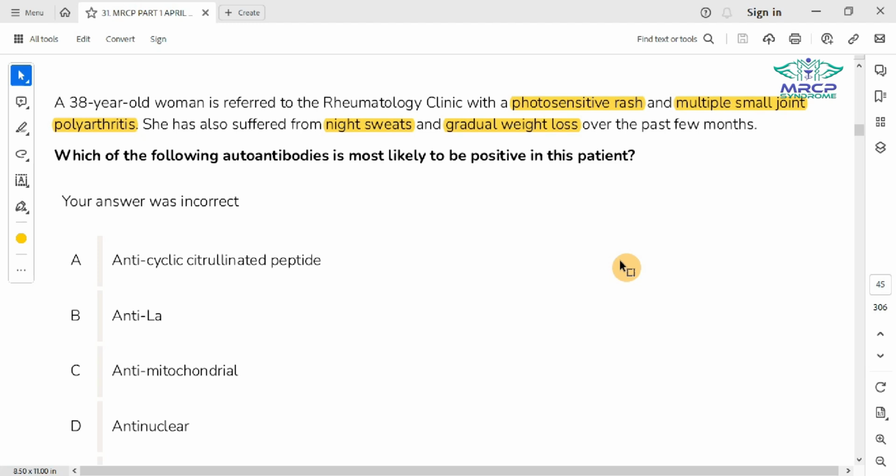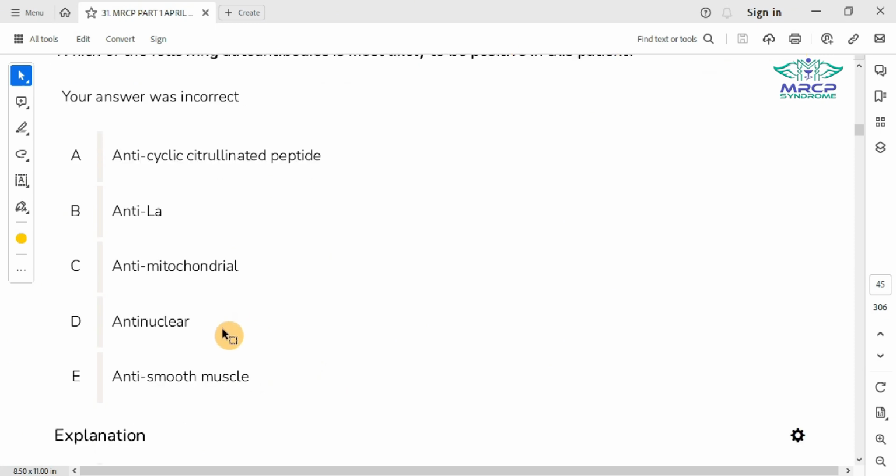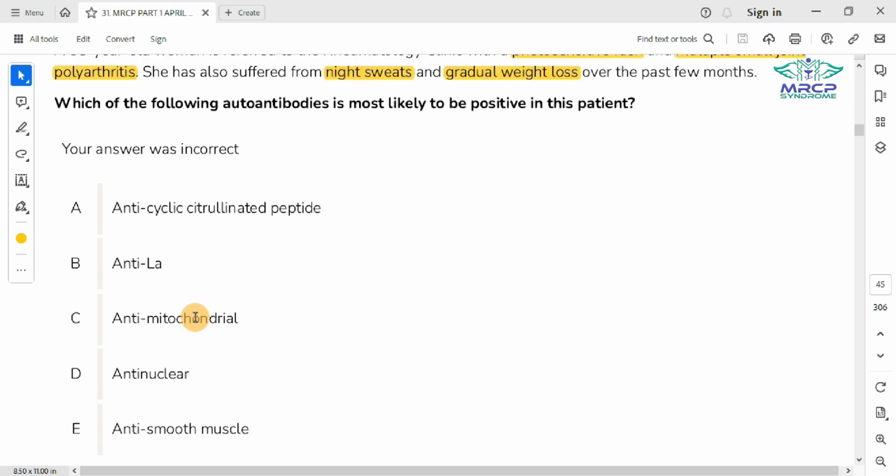Yes, most likely this is a case of SLE, and in case of SLE, the most sensitive one is the anti-nuclear antibody, ANA. So this is the gateway, the initial antibody investigation of choice when SLE is suspected. Anti-CCP should be found positive in a patient with rheumatoid arthritis, and this is associated with poor prognosis as well as aggressive joint destruction.